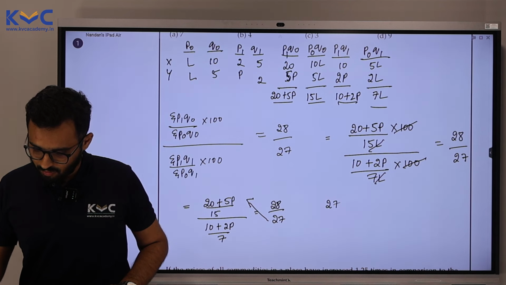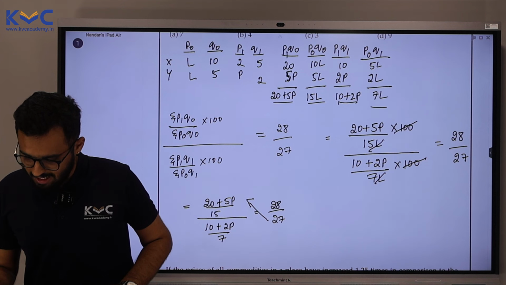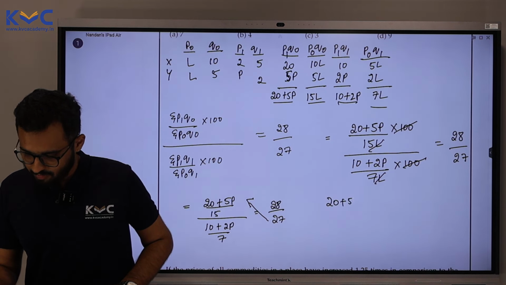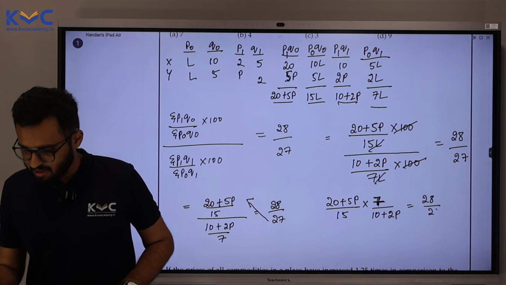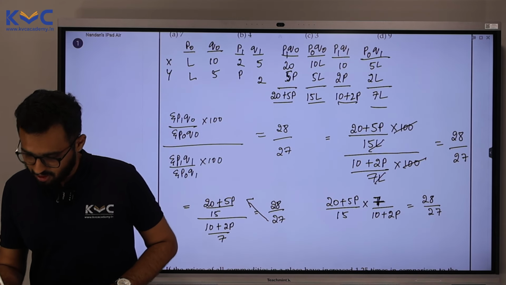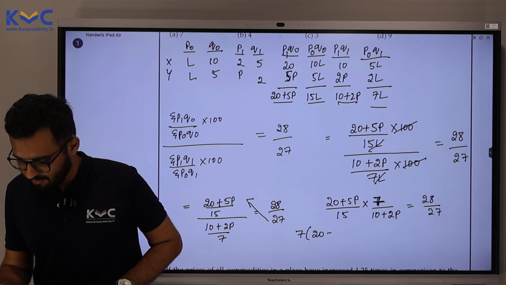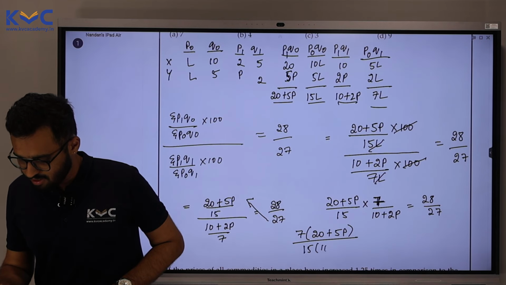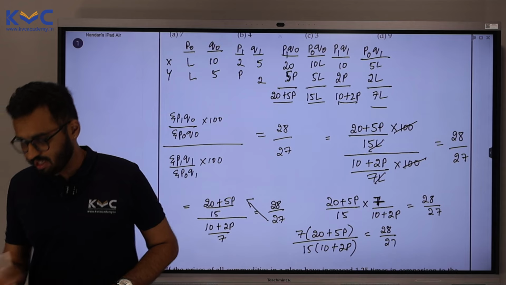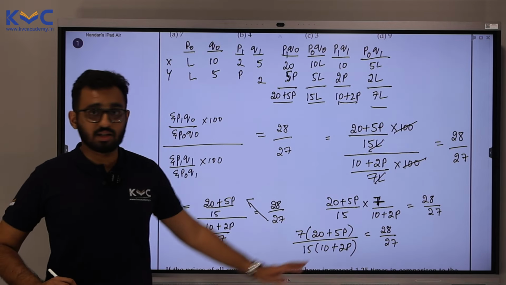We'll do one thing. (20 + 5p)/15 × 7/(10 + 2p) = 28/27. So let's add up the numerator. What I'll do is 7 × (20 + 5p) / (15 × (10 + 2p)) = 28/27. Correct? Are you understanding? Are you understanding this much?